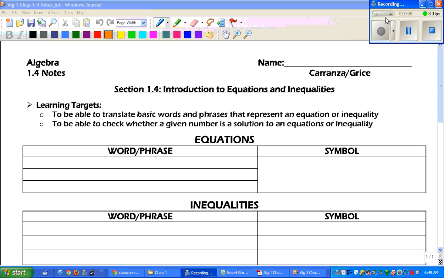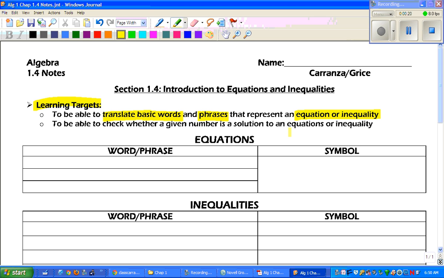Today we're going to be talking about introductions to equations and inequalities. Now, today's learning targets. After today, you should be able to translate basic words and phrases that are talking about equations and inequality, and also to be able to check whether a given number is a solution to one of those.